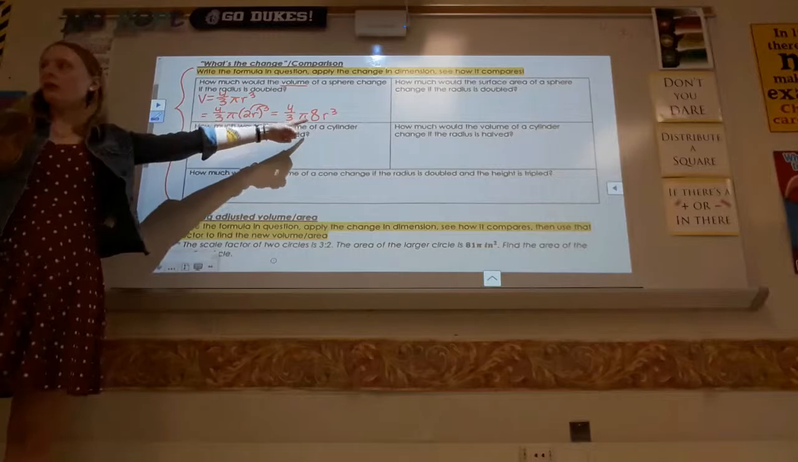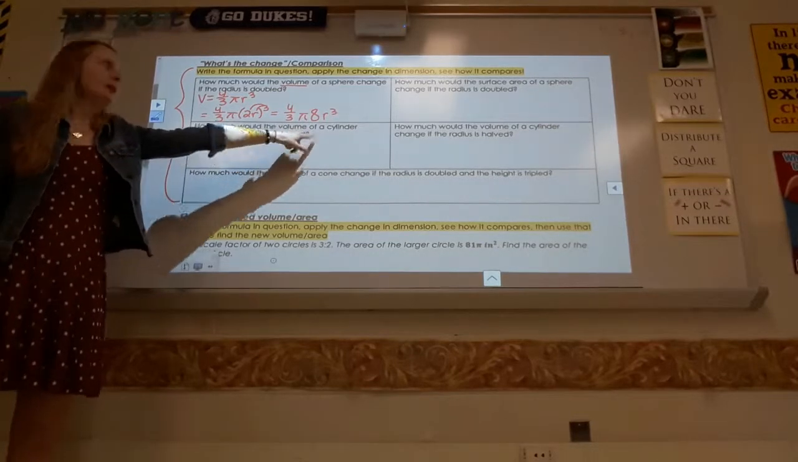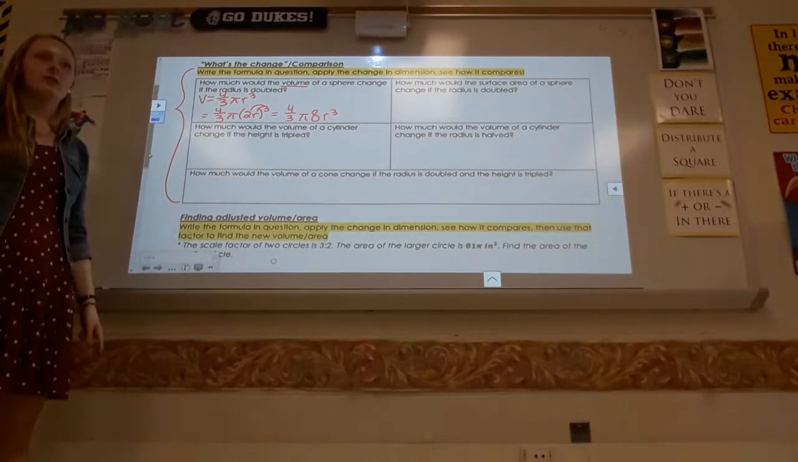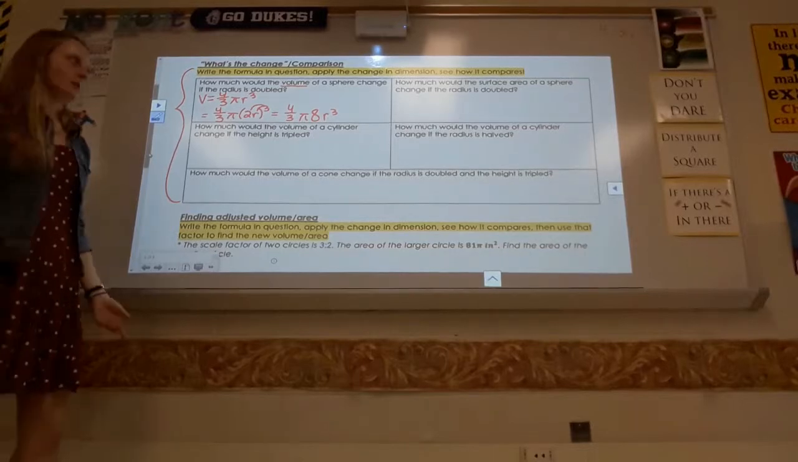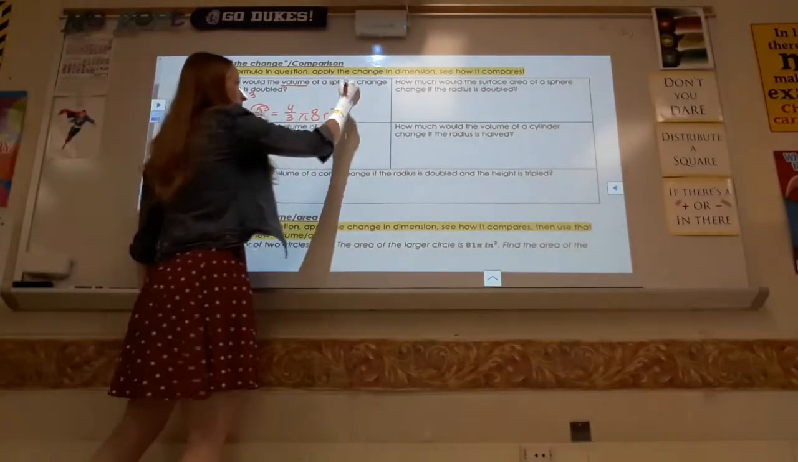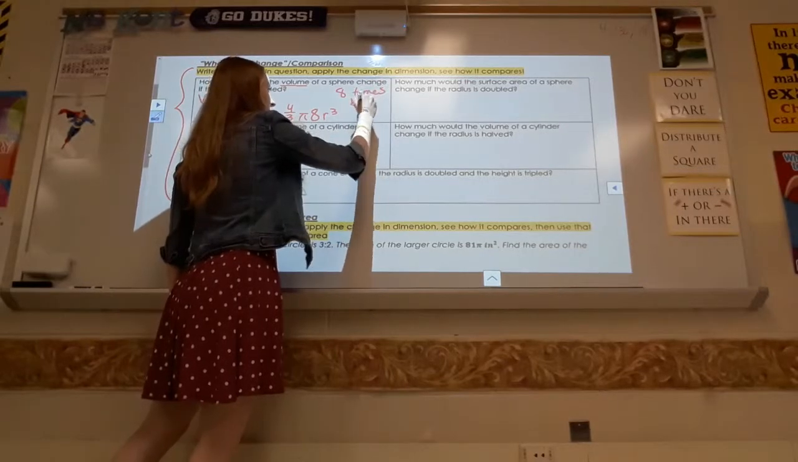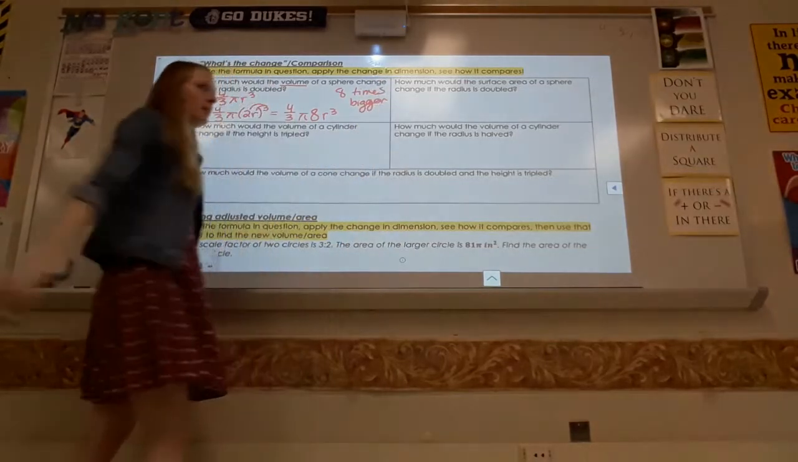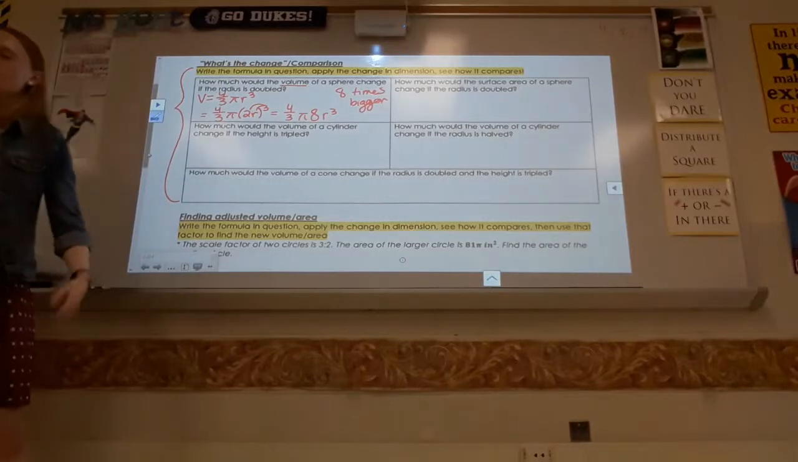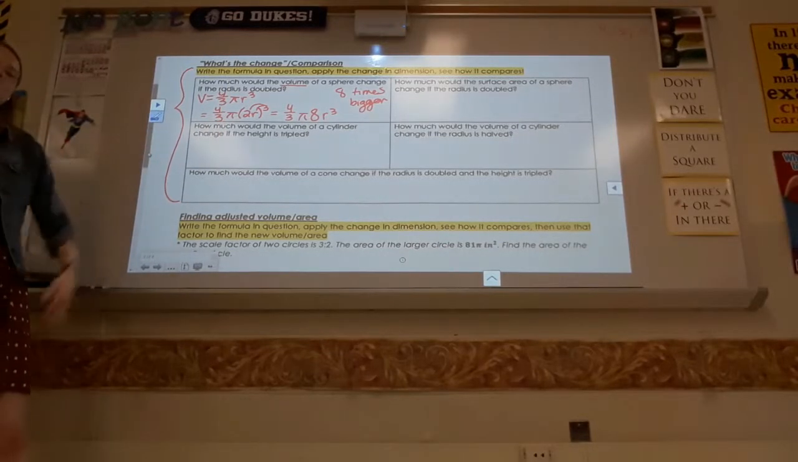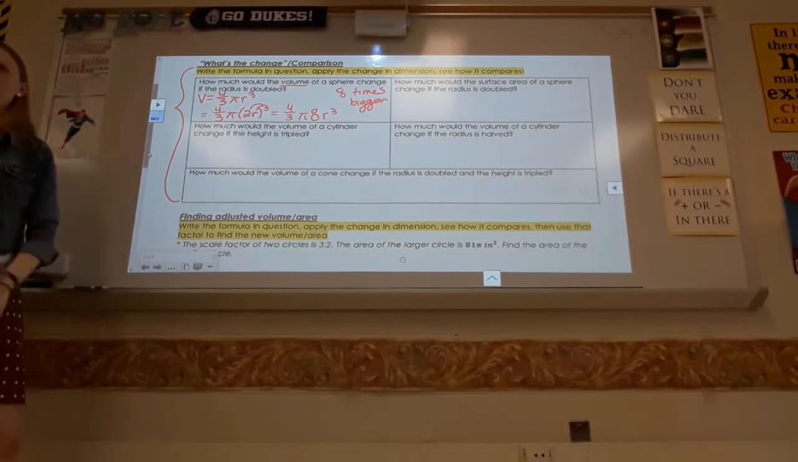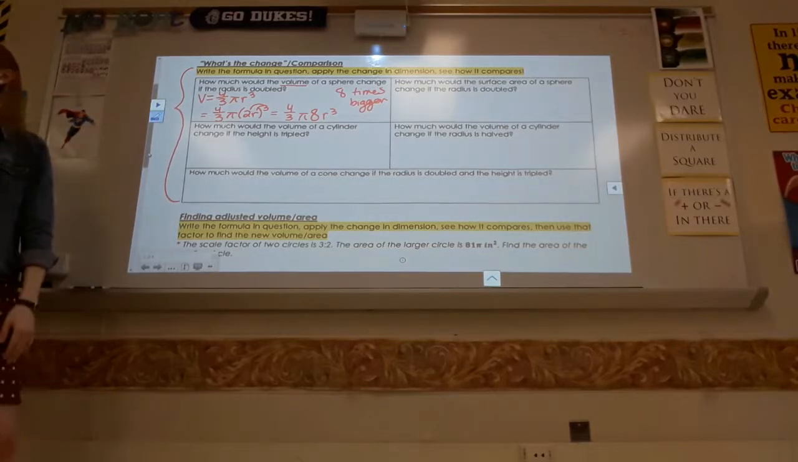Now you're going to compare the result here to the original. What's different? It's 8 times bigger. If the factor that you guys see is bigger than 1, that means that it was growing. If it was a fraction like 1/3 or 1/4 or something, it would have gotten smaller. Okay, so that's really all there is to it.